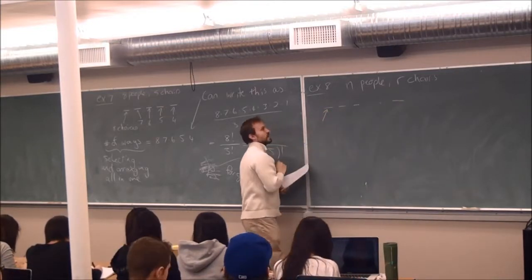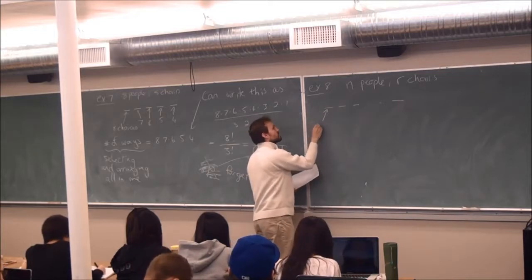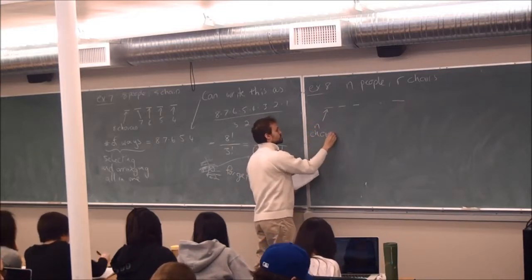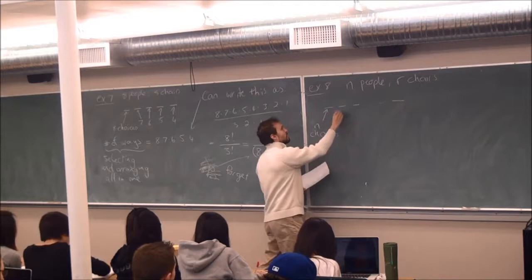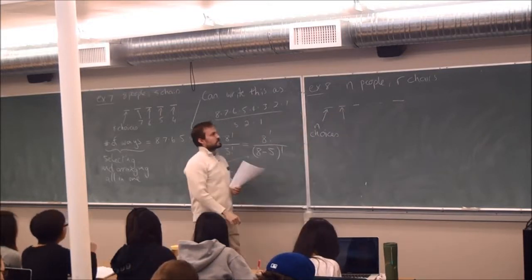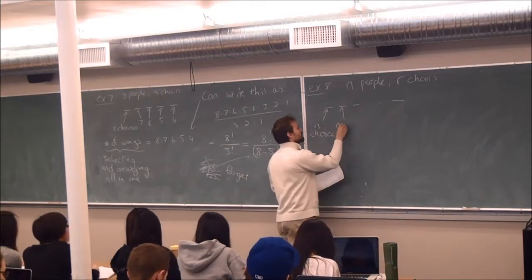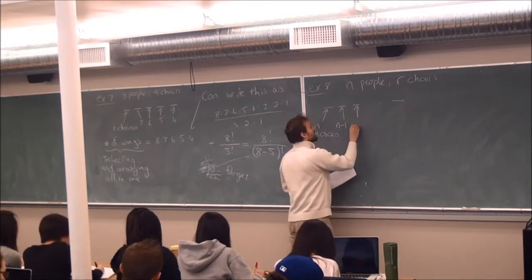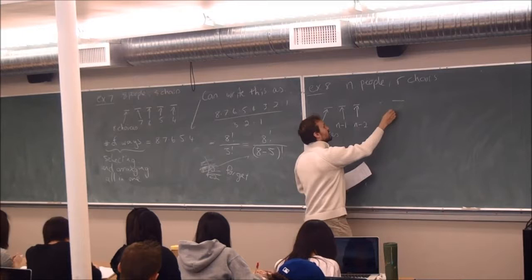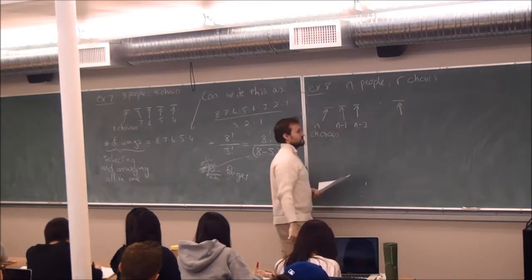So how many choices do I have for the first position? I have N people to choose from. How many choices do I have for the next position? I have 1 less, and I represent that by N minus 1. And then N minus 2, and so on.